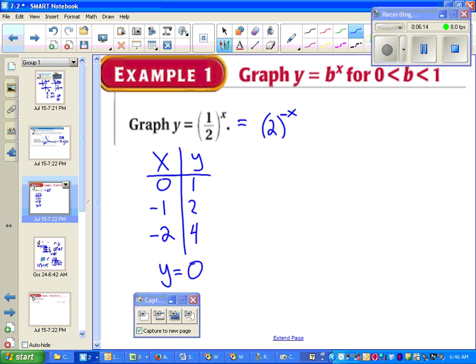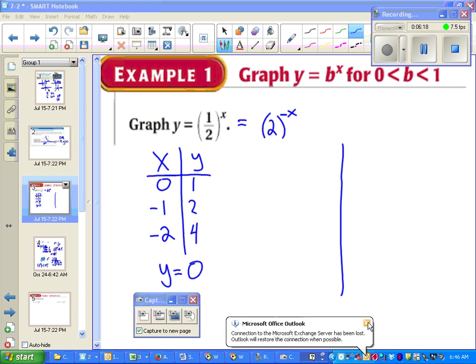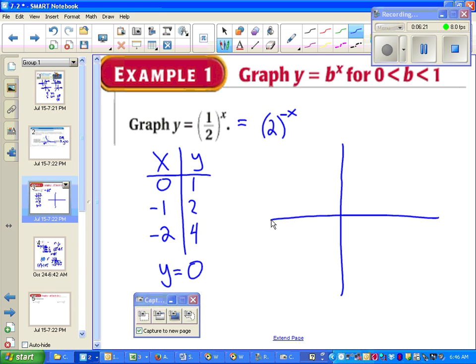Looks like my y values need to go up to 4, and my x values need to go out about 2. And I plot my points: 0, 1; negative 1, 2; negative 2, 4. And you'll notice that it got steep on the left instead of the right this time. And that's really the only difference between 7.1 and 7.2.